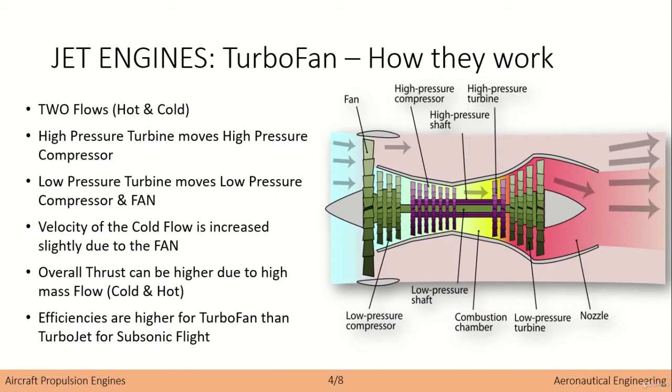Now turbofans, and the main difference between turbofan and turbojet is that we have two flows, named hot and cold. The hot flow is basically the same, or very similar, as the configuration of the internal part of the engine is very similar to the turbojet. However, in this case we have a high pressure turbine, this one over here, a high pressure compressor, a low pressure compressor, and a low pressure turbine. Okay, and you may ask why.